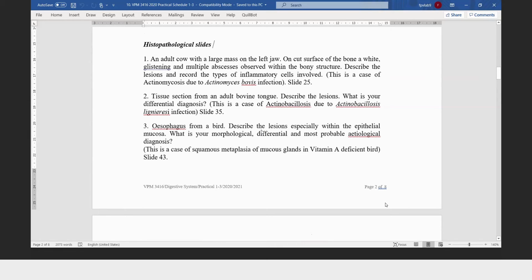Okay. And if you look carefully, we might give a scenario. Like in this case, an adult cow with a large mass in the left jaw, cut surface of the bone white and glistening, and multiple abscesses observed within the bone structure. In this case, unfortunately, you are not able to describe the lesion. You have a slide there, later on we'll show it to you as a histological slide, and probably you can describe those lesions. This is more on the histological slide.